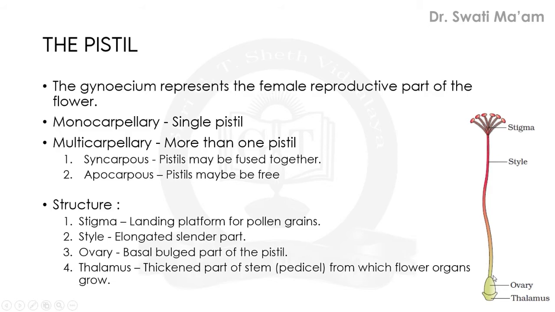At the base, the ovary is situated, which is the basal bulged part of the pistil, and it stands on the thalamus. Thalamus, we all remember, you must have read in 11th standard, is the thickened part of the stem where the flower develops, known as pedicel. This pistil is the main part of the female reproductive part, and on the stigma the pollen grains land. So the stigma is also known as the landing platform for pollen grains, and only then will the fertilization event be possible.